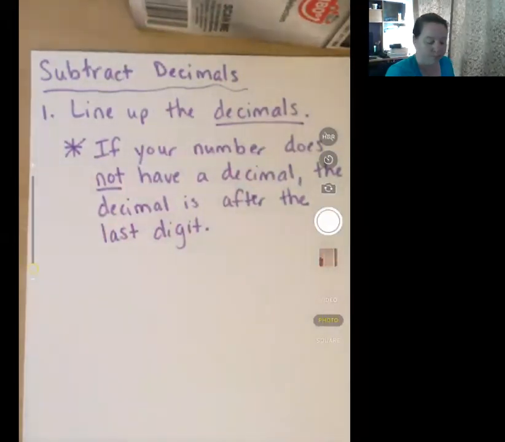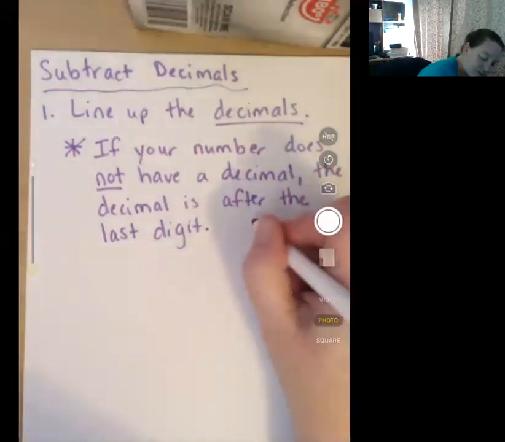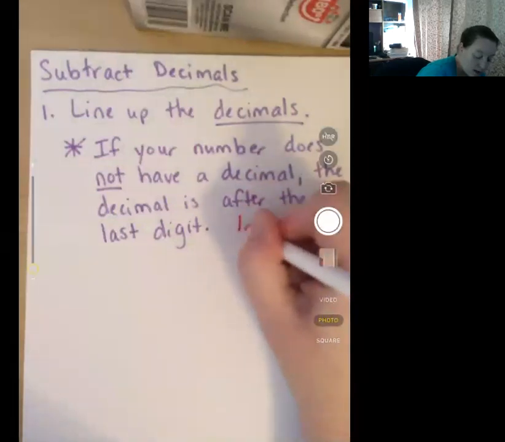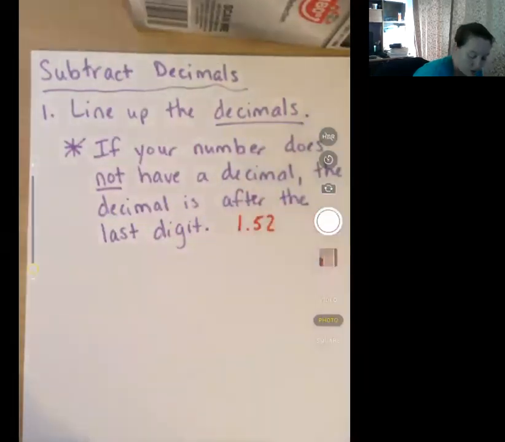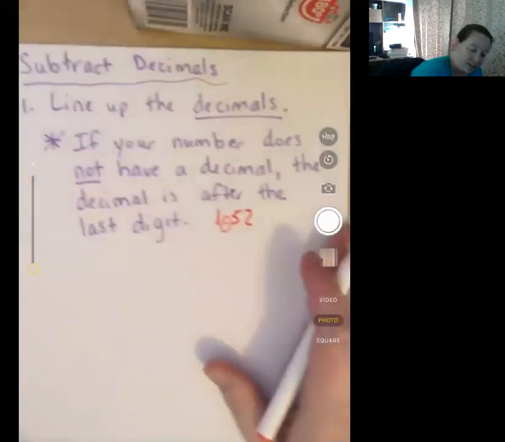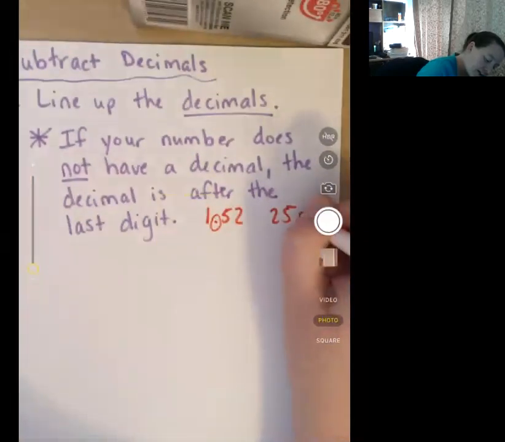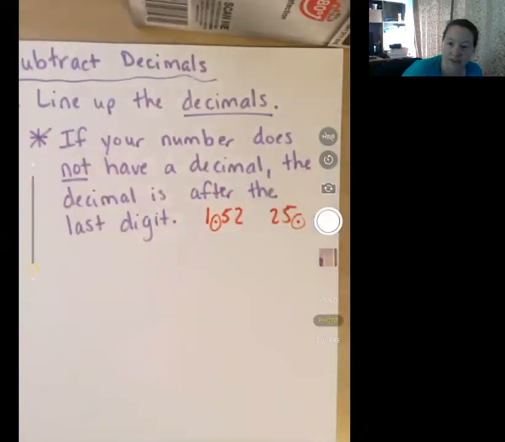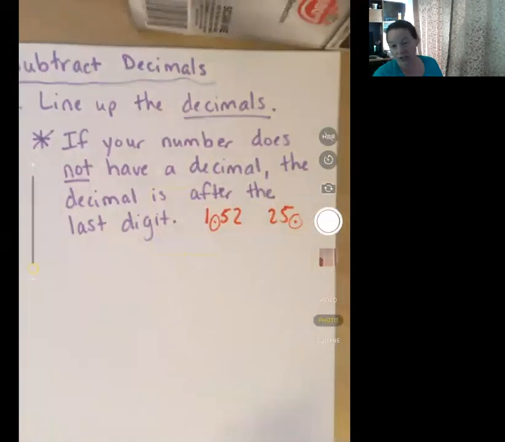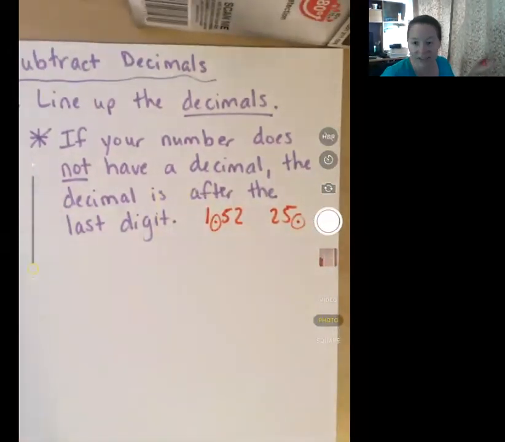So, if I have something like 1 52/100, there's my decimal. But if I have something like 25, I still have a decimal. It's right there. I just tack it on to the very end. They didn't give us a decimal, so I tack it on to the very end. Otherwise, everything is exactly the same as subtraction.